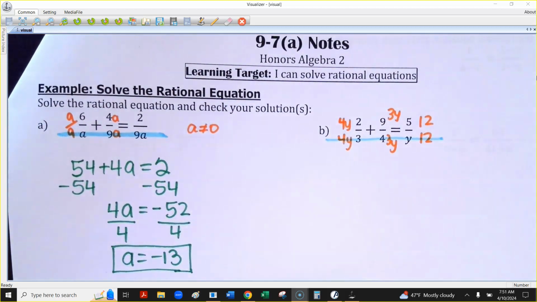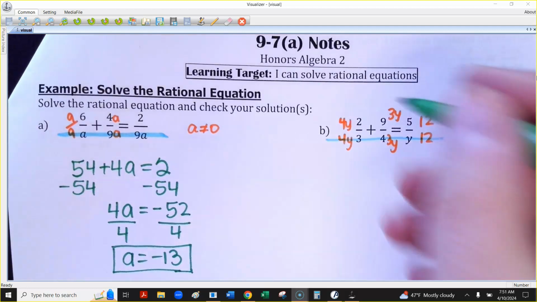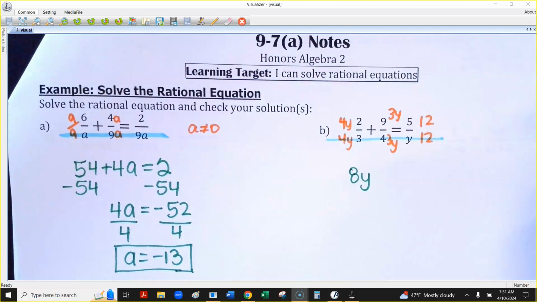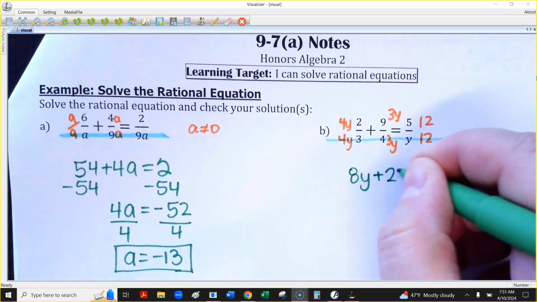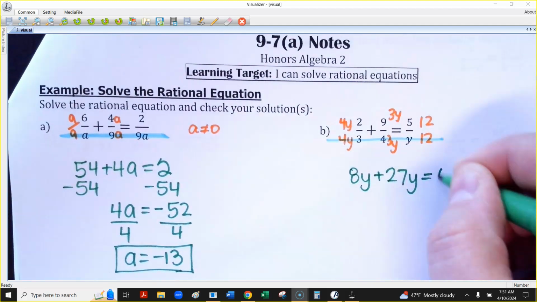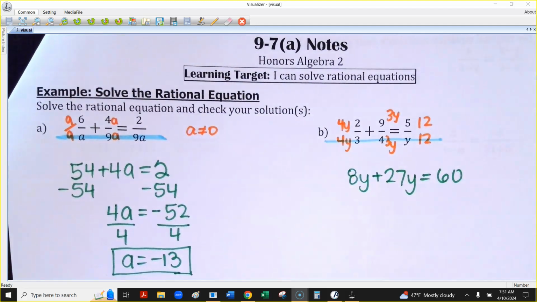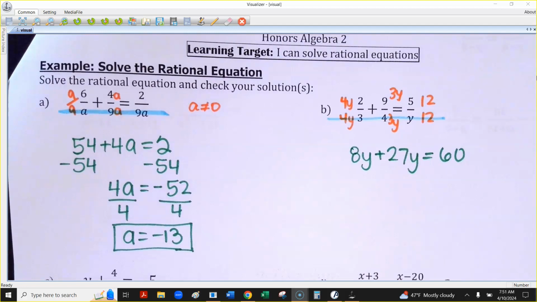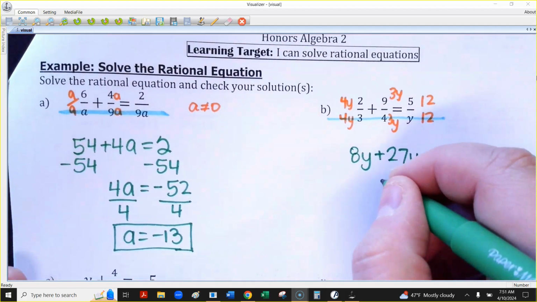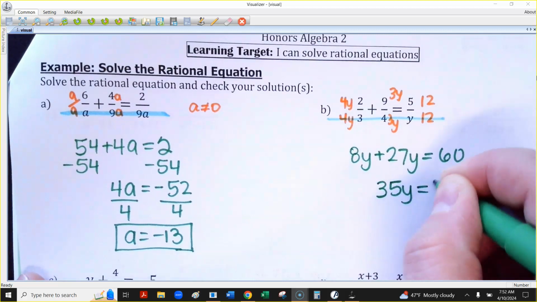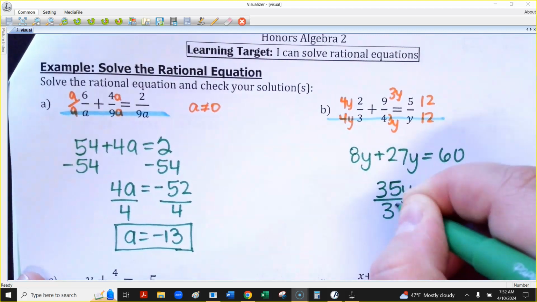Okay, you can multiply all of these. So 4y times 2 would just become 8y. 9 times 3y would be 27y. And 5 times 12 is 60. And this is where you might want a calculator. I don't think this is a nice number. So if I add 8 and 27, what do we get? 35y equals 60. So my answer is not going to be a nice number here.